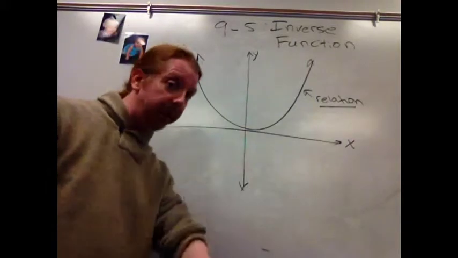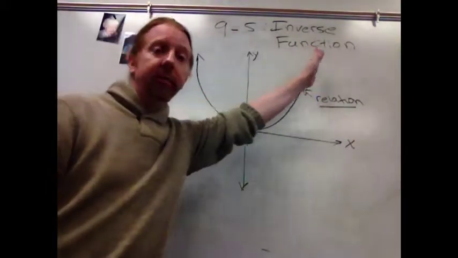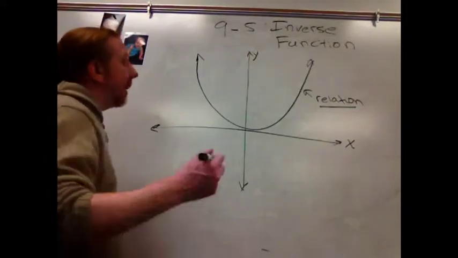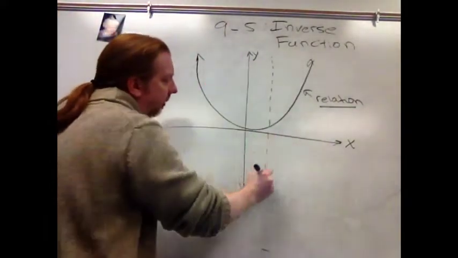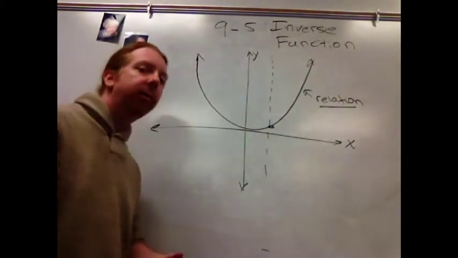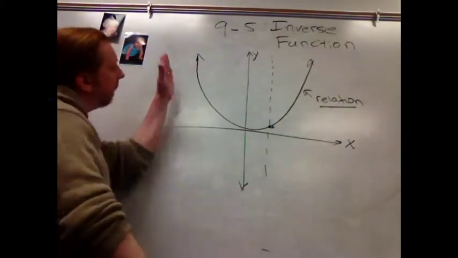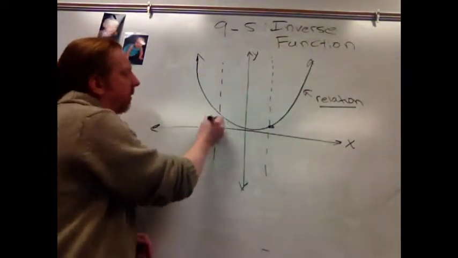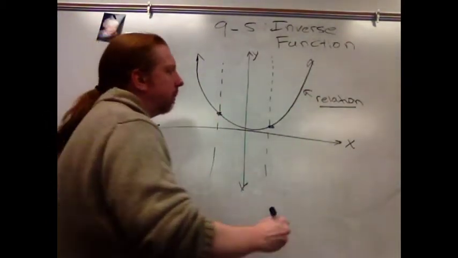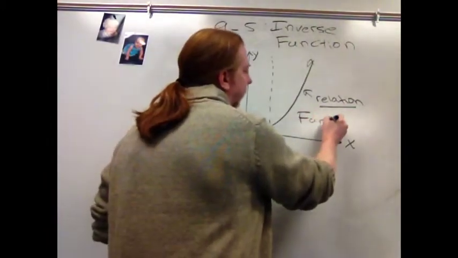Another example of checking to see if something is a function or not. Now, this is review. Here's my relation. So it looks like a parabola. I check by drawing a vertical line. If the vertical line crosses the graph more than once, it's not a function. If I look, anywhere I'm going to draw this vertical line, I'm always going to have one point of intersection. That one point means I am looking at a function.